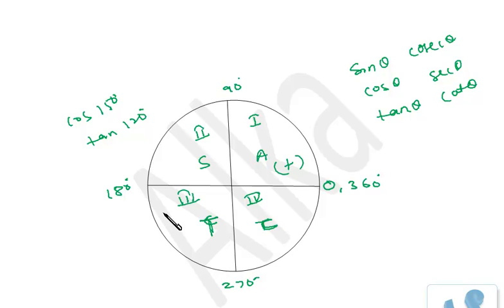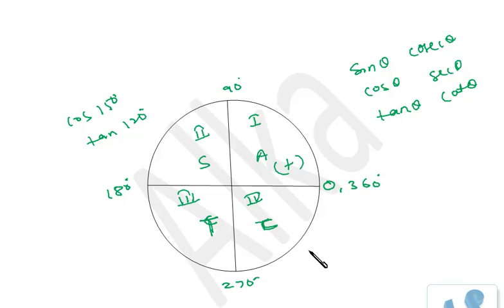Then this is the third quadrant, between 180 to 270. In this quadrant, tan theta will be positive. Sine theta and cos theta, both of them will be negative. So if tan theta is positive, cot theta will also be positive. And this is the fourth quadrant. In this quadrant, cos theta will be positive, sine and tan, both of them will be negative. So if cos is positive, sec will also be positive, right?